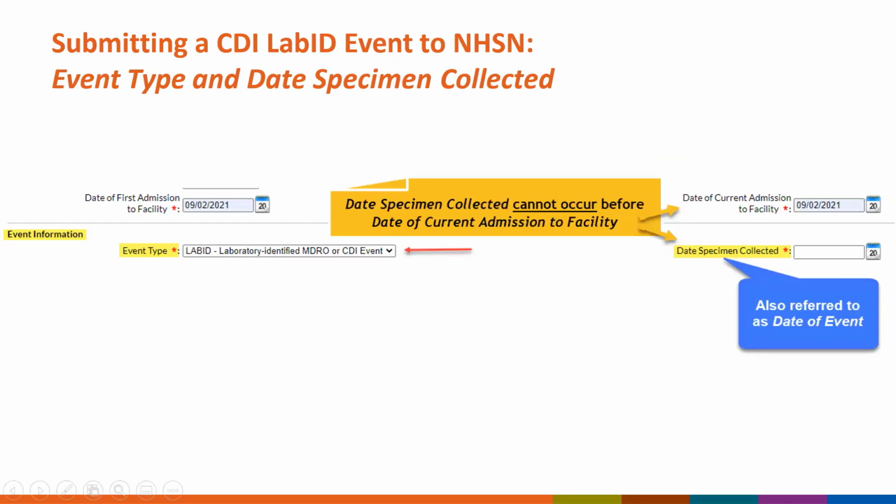Next, we will scroll down to the event information section. For event type, you will need to select LabID event. The date of event will be the date the specimen was collected. And again, the event date and the date specimen collected cannot occur before the current admission date.